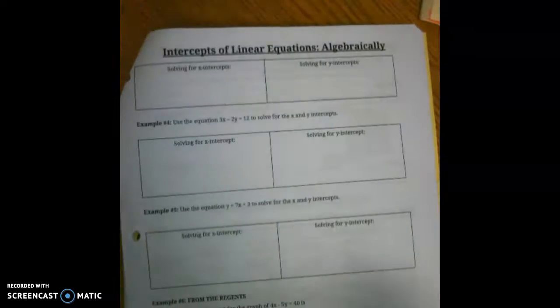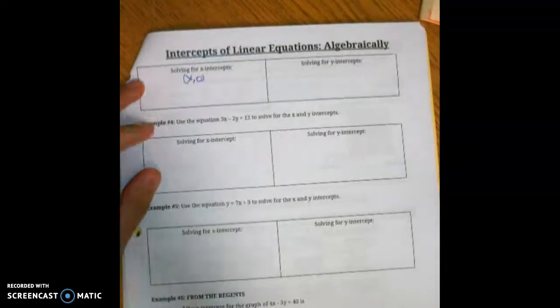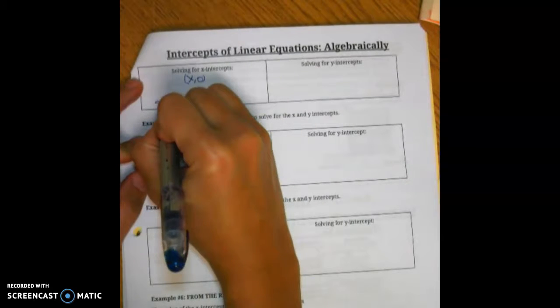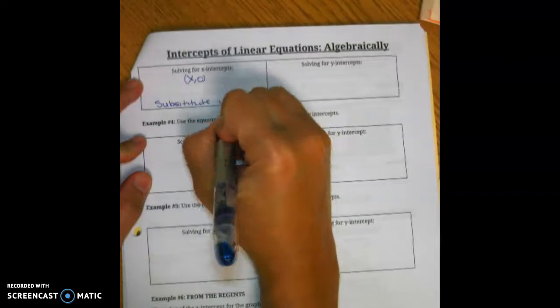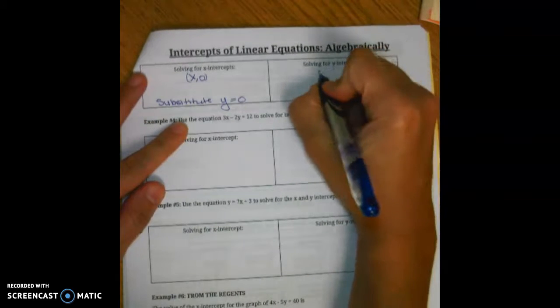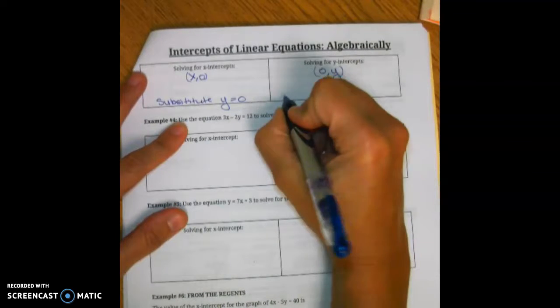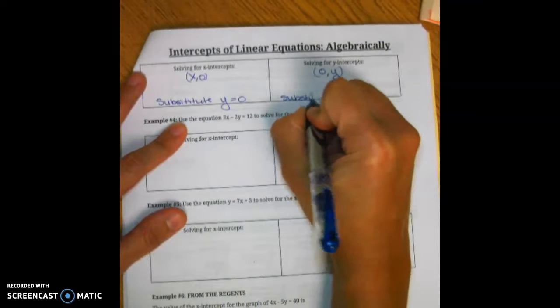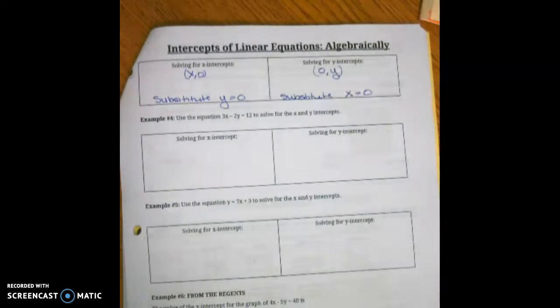Okay, so for x-intercepts, we know that every point on the x-axis can be written in the form x, 0. So we're going to use that by substituting y equals 0 into the equation. And the same goes for the y-intercepts. We know there are the points 0, y. The x value is always 0, so we can substitute x equals 0 in order to find the y-intercept.